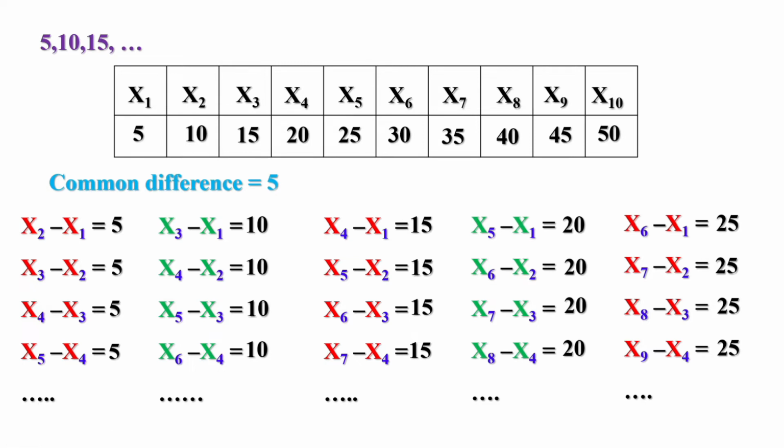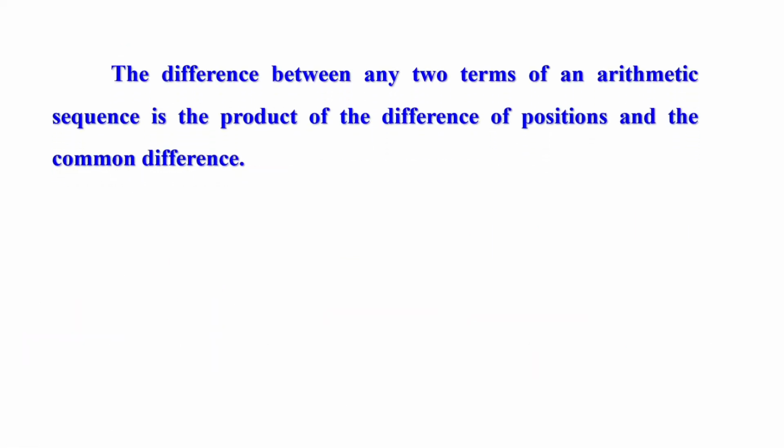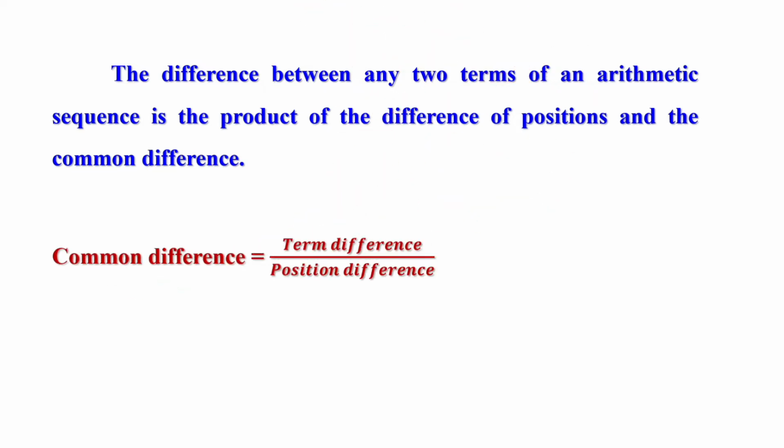So we can say the difference between any two terms of an arithmetic sequence is the product of the difference of positions and the common difference, or we can say term difference equal to position difference into common difference. From that we can find common difference. Term difference equal to position difference into common difference. Therefore common difference equal to term difference by position difference.